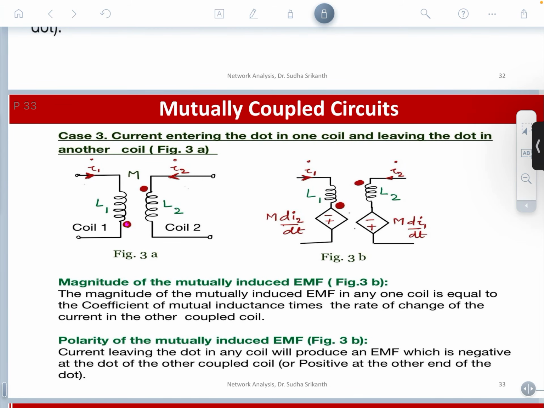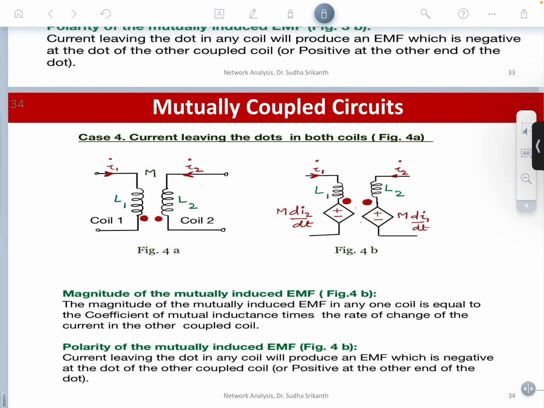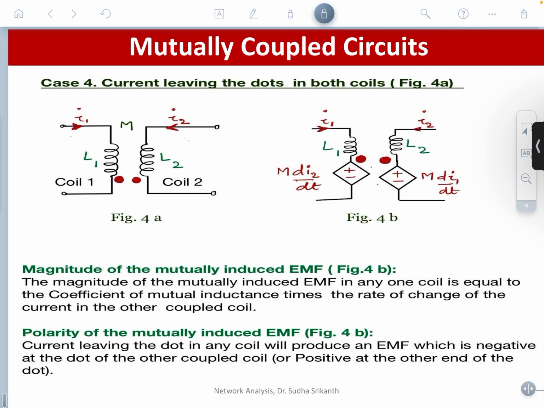Now the other option is that current can leave the dots in both coils, instead of entering the dots. That is also possible. If the currents leave the dotted ends of both coils simultaneously, we extend the same logic. If the currents leave the dot, then the dotted end is negative. So the dotted end is below, negative, positive. Here also the dotted end is negative, below it is negative, positive. It is as simple as that.